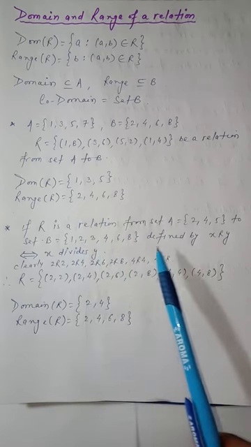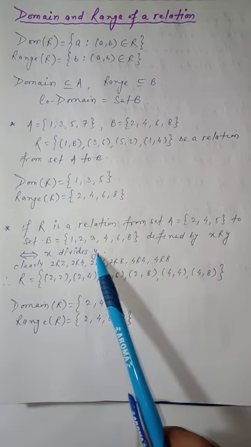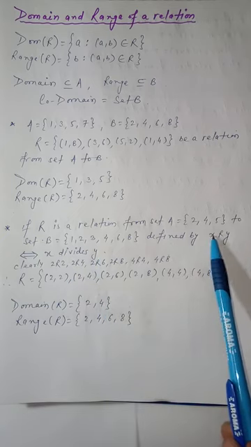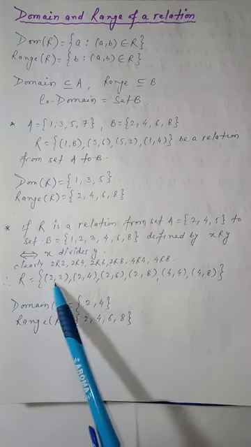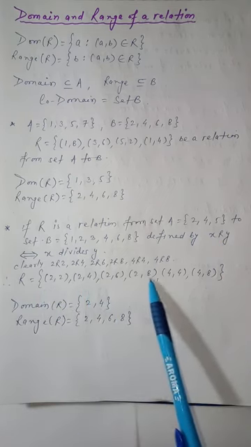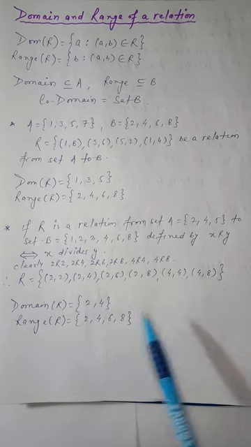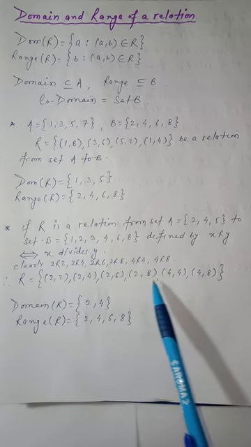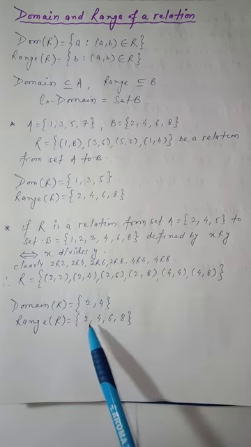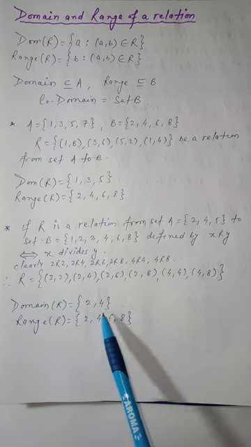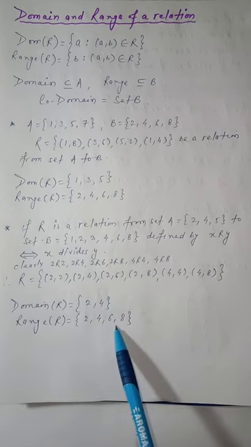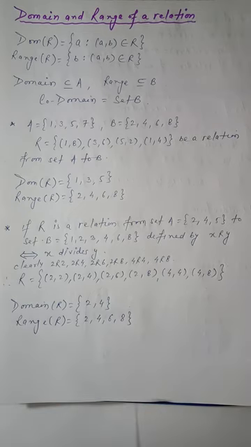So here you have to be careful. The rule says x divides y, where x is an element of A and y is an element of B. So R will be {(2, 2), (2, 4), (2, 6), (2, 8), (4, 4), (4, 8)}. Clearly the domain will be {2, 4} and the range will be {2, 4, 6, 8}. All the first elements are the domain and all the second elements are the range. So it's very easy.